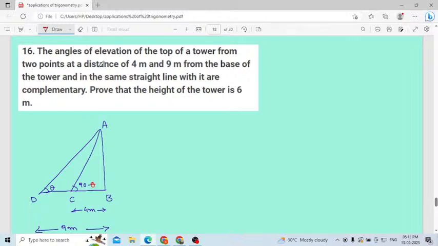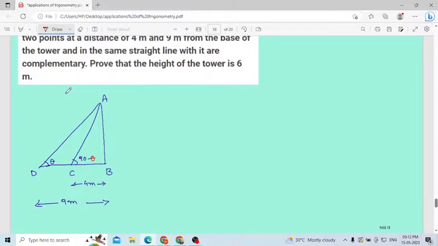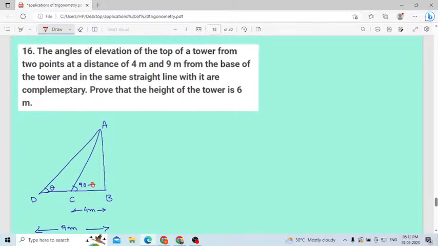The angle of elevation of the top of a tower from two points at a distance of 4 meter, 9 meter from the base of the tower. Here two towers are there. Okay, two towers. No, only one. The angle of elevation of the top of a tower, this is the only one tower, it is making angles of elevation at two points.